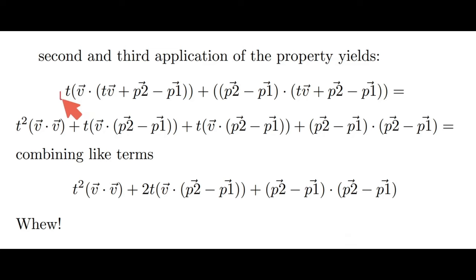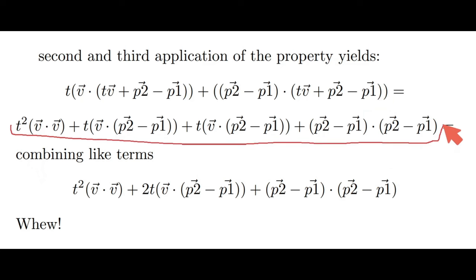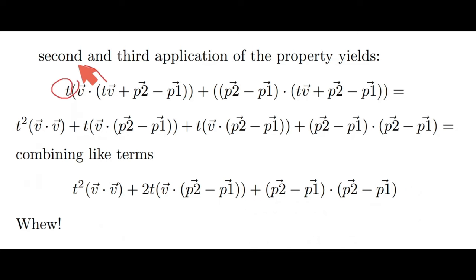This is what we had a moment ago. This is what we end up with after we apply that property twice, the bilinear property, and then we combine like terms to get this right down here. Whew, it was a lot. We had a t out front, and when we pulled out another one, we ended up with a t squared. T's also got pulled out here and here. Those are the two like terms that we can combine into one.